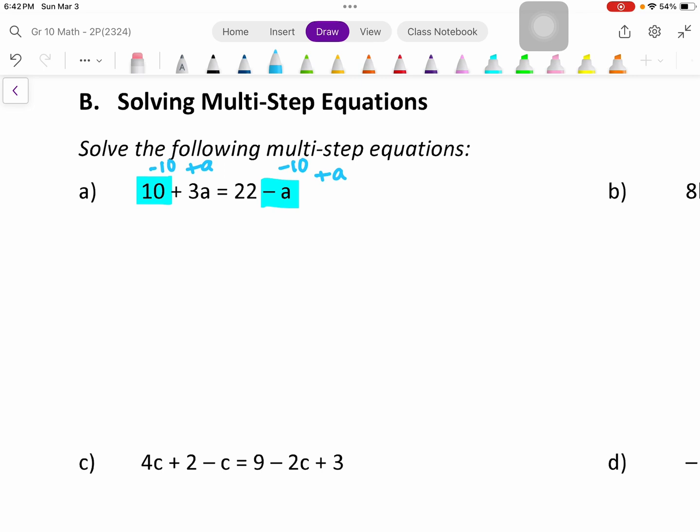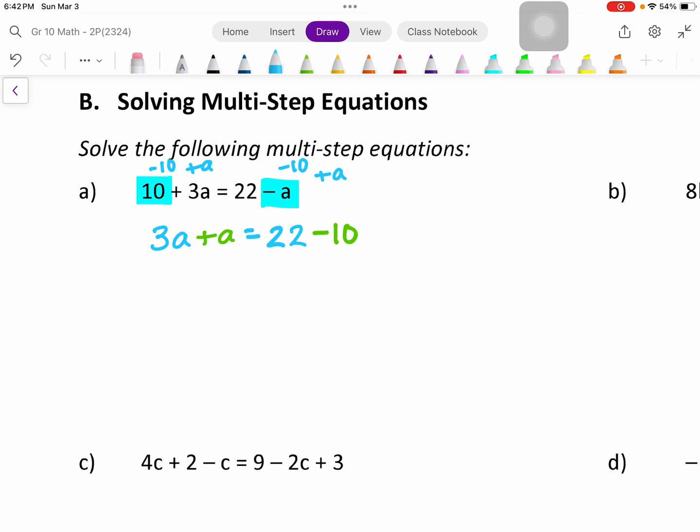So you can use the same process we used before. 3a is staying, and the negative a is moving. The opposite of subtracting is to add a. Then we have a 22 that was staying and a positive 10, which is going to become a subtraction of 10 when it moves.